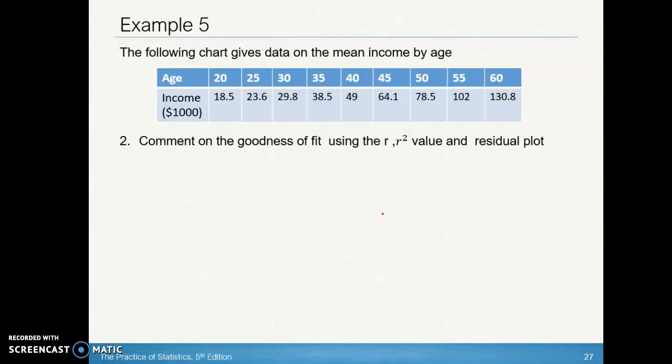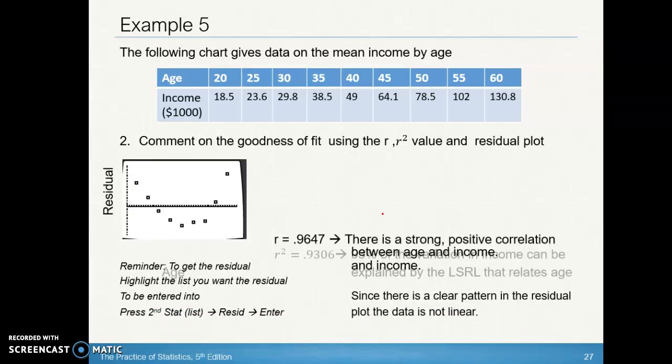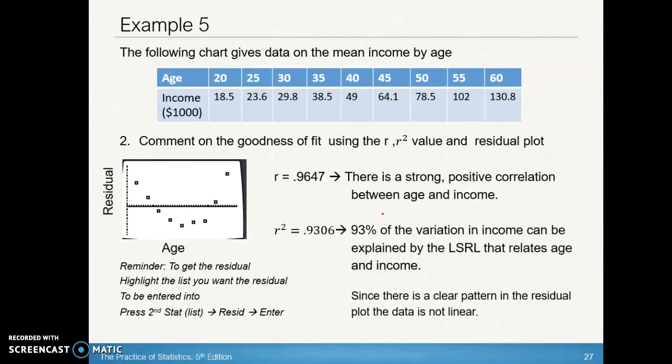So let's comment on the goodness of fit using the R squared and residual plot. This is still just for the original one. Now, notice how your R value, remember, does not tell you whether or not it's linear. It tells us there is a strong positive correlation between age and income. That's good. And it also tells us that 93% of the variation in income can be explained by the least squares regression line that relates the two.